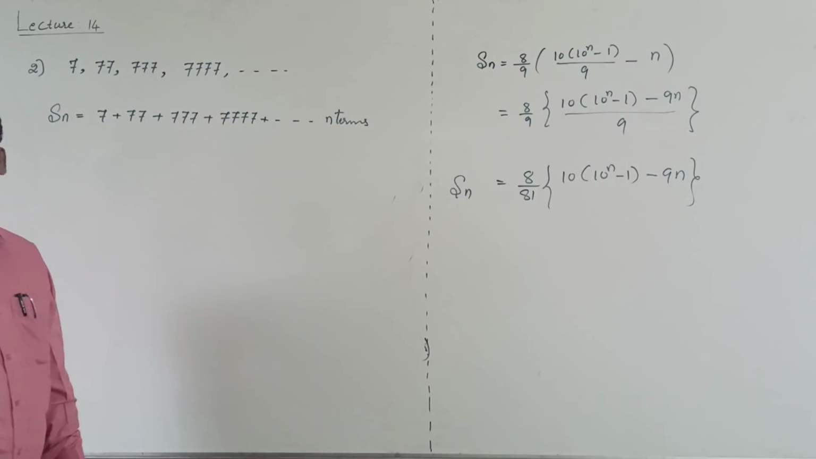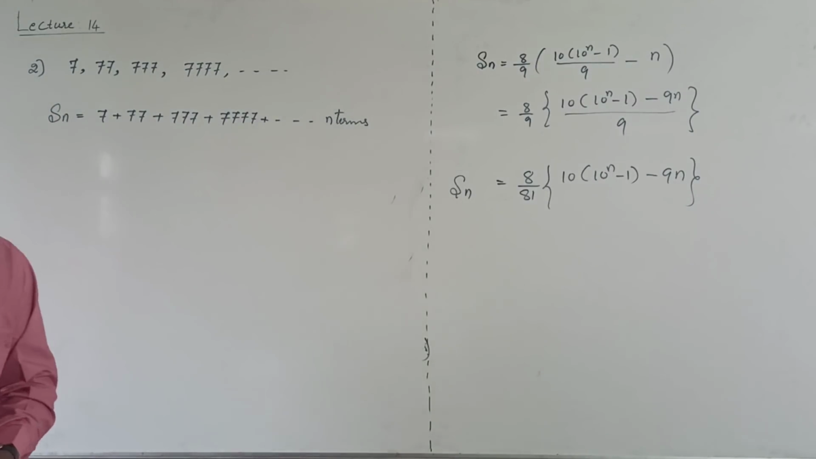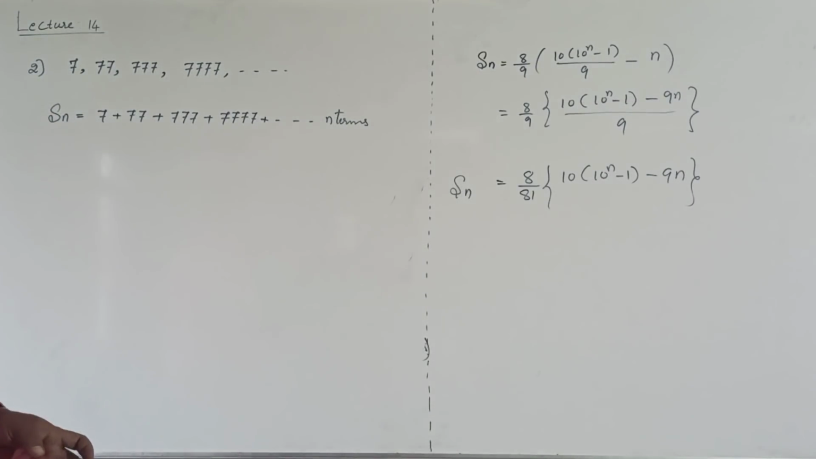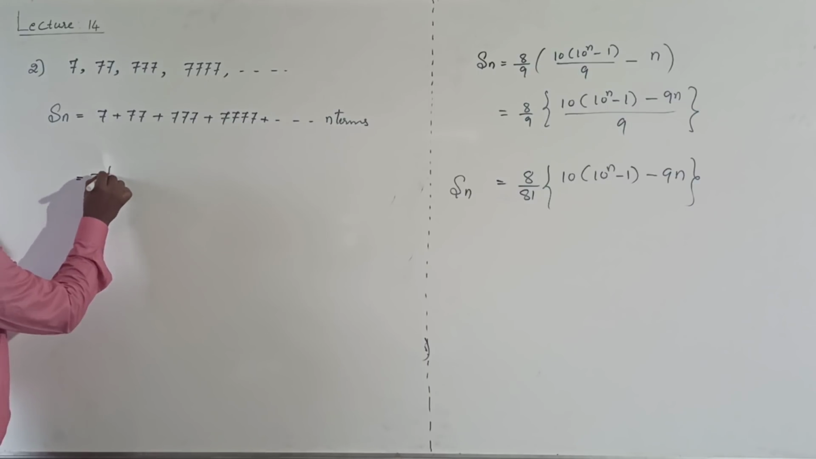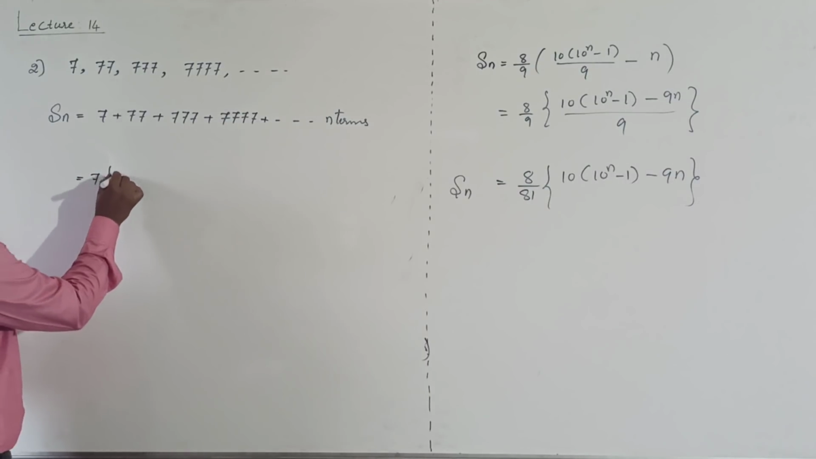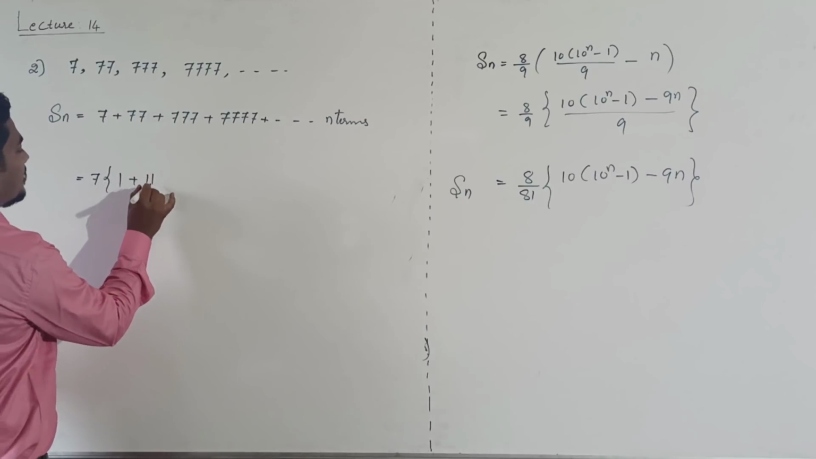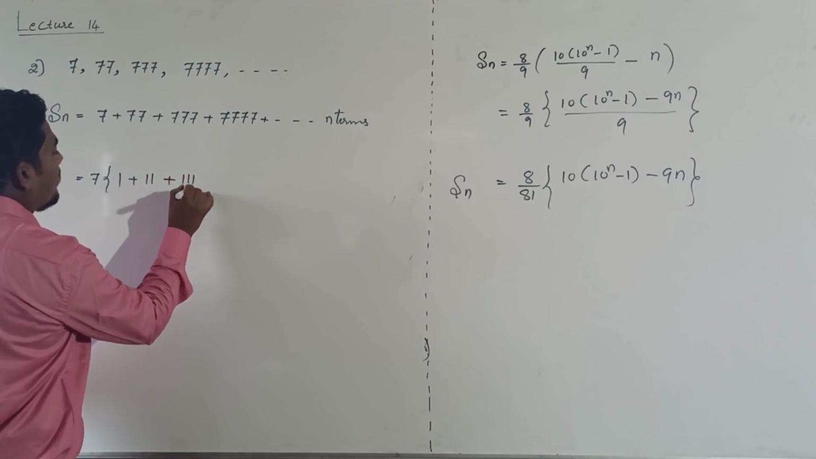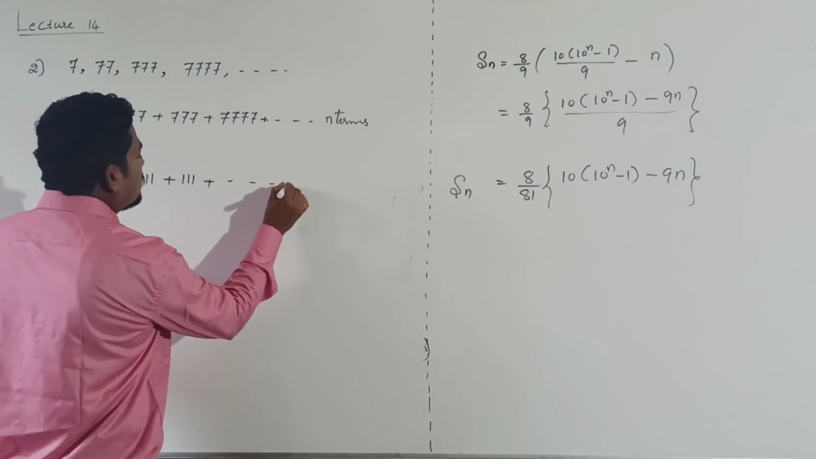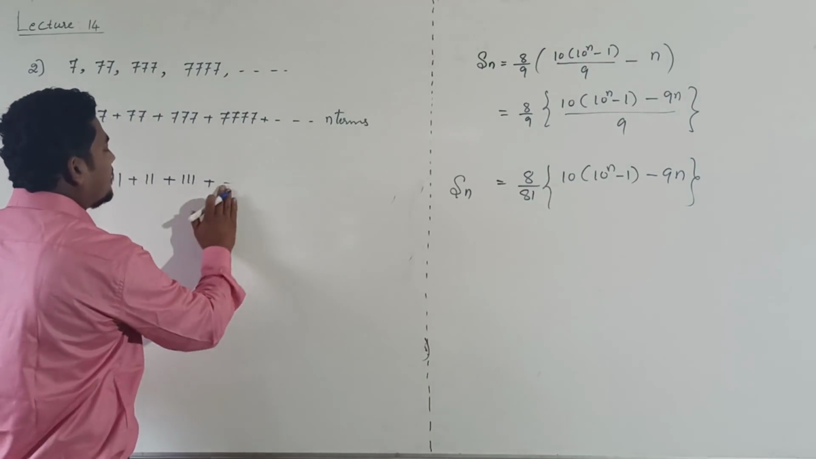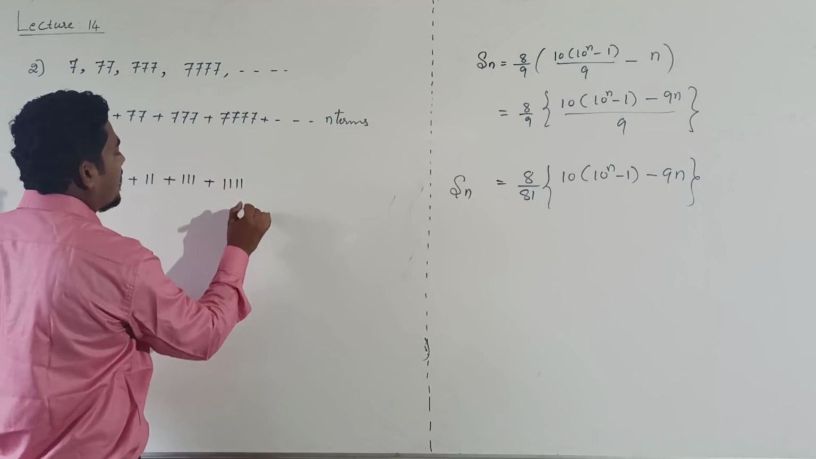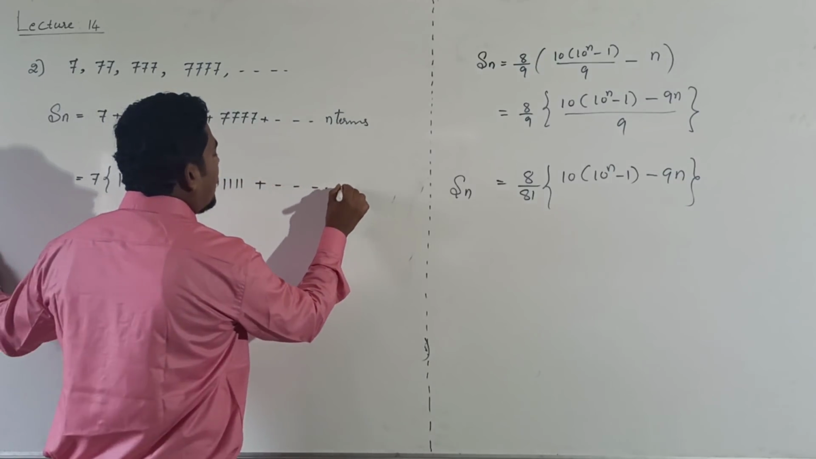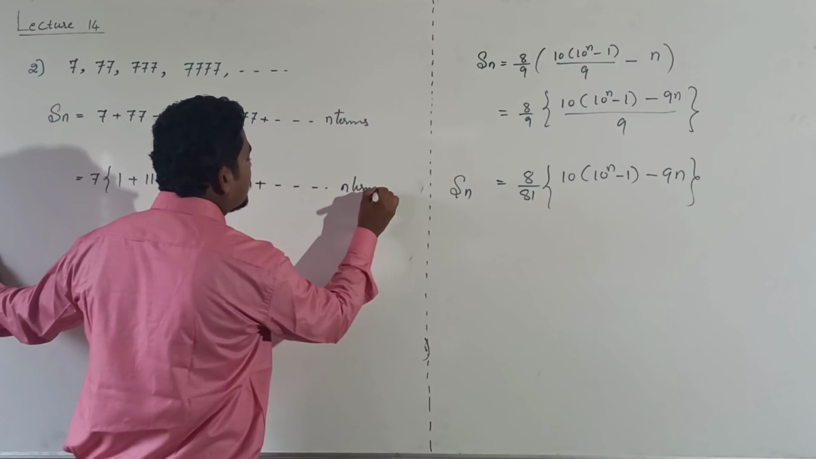For this also the same procedure, because it is neither in AP nor in GP. Again same procedure, but first taking 7 common. After taking 7 common, what is remaining? 1 plus 11 plus 111 plus 1111 plus and so on up to n terms.